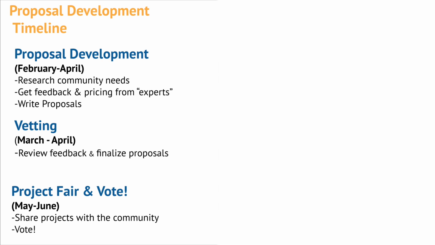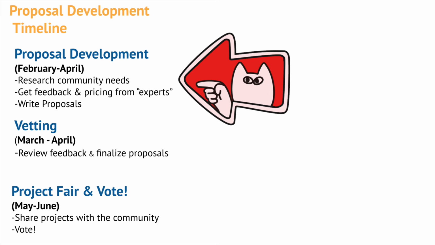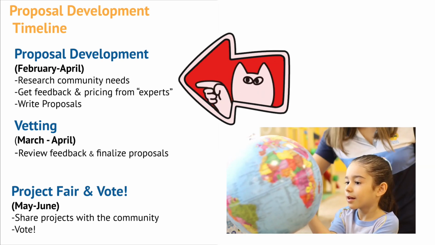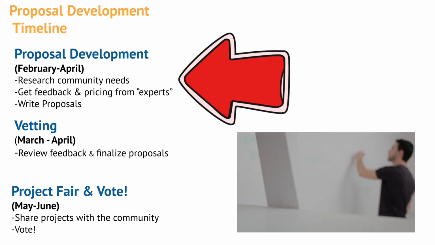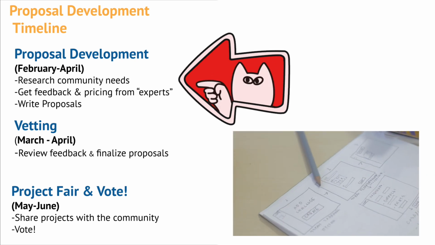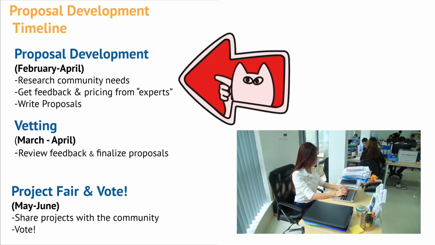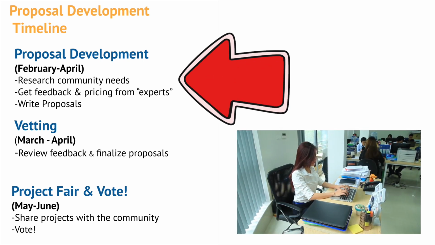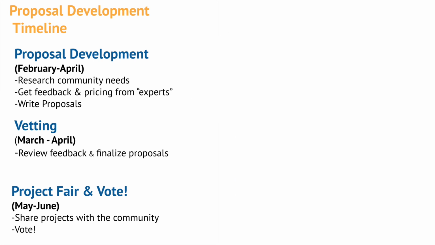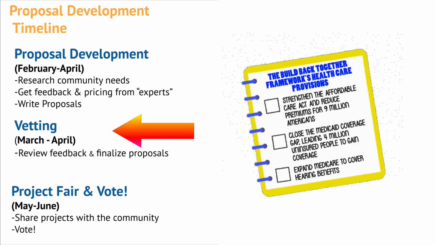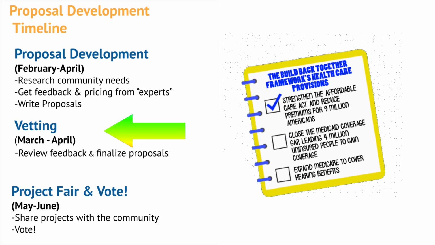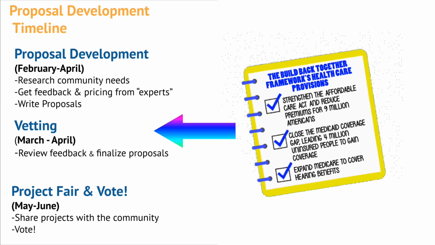In the proposal development phase, the timeline starts with proposal development: researching community needs, looking at all the ideas that were collected, figuring out which ones are feasible, figuring out which ones will be able to be implemented within our budget, getting feedback from experts, and writing the proposals. Once the proposals are developed, there'll be some vetting that happens. Part of the funding for participatory budgeting is coming from Medicaid, and that might mean that the projects, the way they're worded, have to be a specific way in order to get that Medicaid funding.